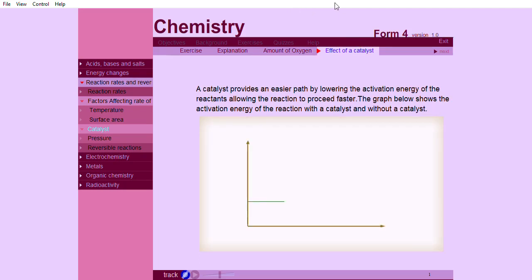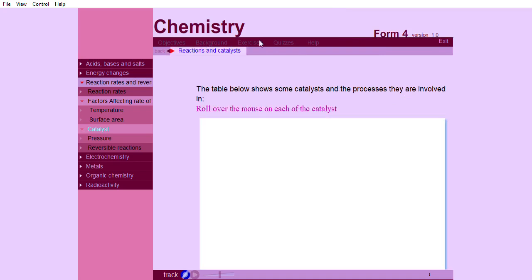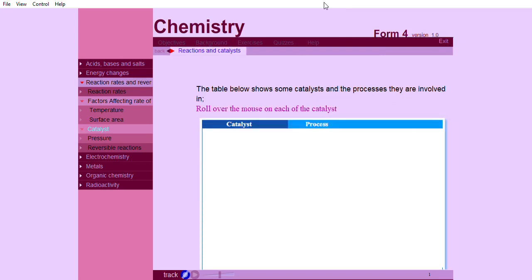A catalyst provides an easier path by lowering the activation energy of the reactants, allowing the reaction to proceed faster. The graph below shows the activation energy of the reaction with a catalyst and without a catalyst. The table below shows some catalysts and the processes they are involved in.